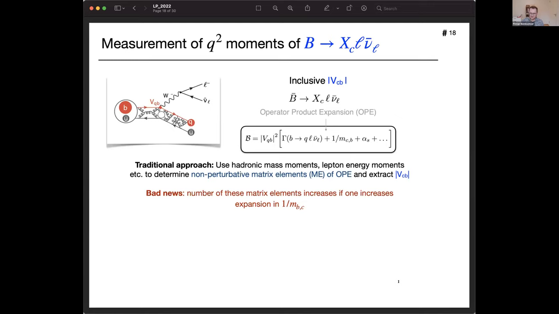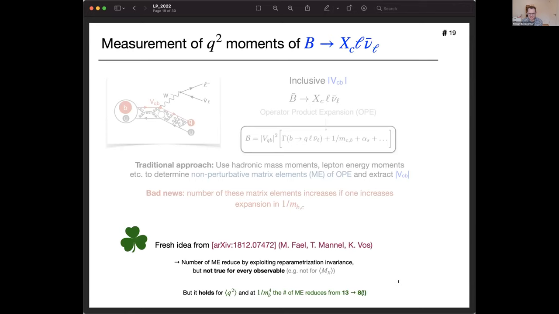And one problem one faces is if one goes higher and higher in this expansion to achieve more sensitivity or more precision, the number of those terms just explodes. And there has been a fresh idea by these three theorists, Matteo Fael, Thomas Mannel, and Keri Vos, who pointed out that depending on what distribution you look at, the number of these non-perturbative matrix elements does not necessarily have to explode. So if you measure the q² moments instead of the typical MX moments or EL moments, you actually get fewer of those additional matrix elements. In case of MX versus q², for instance, you reduce them from 13 new ones at order 1 over mb to the 4 to only 8.